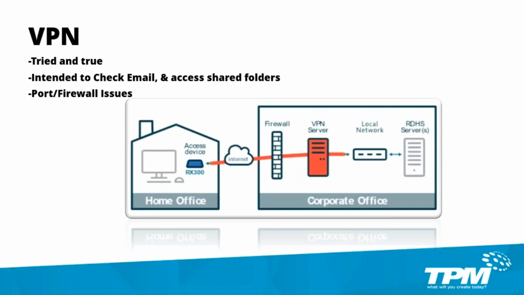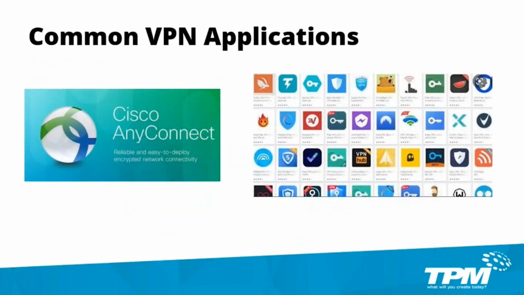Okay, so that's VPN, Virtual Protocol Network. Common VPN applications, there's a gazillion of them. Cisco, probably many of you are using that. I'm just trying to draw a parallel here so you know what I'm talking about. If you have Cisco, then that is your VPN. But if you do a quick Google search, there's about 6 million VPN applications out there. So not that special.